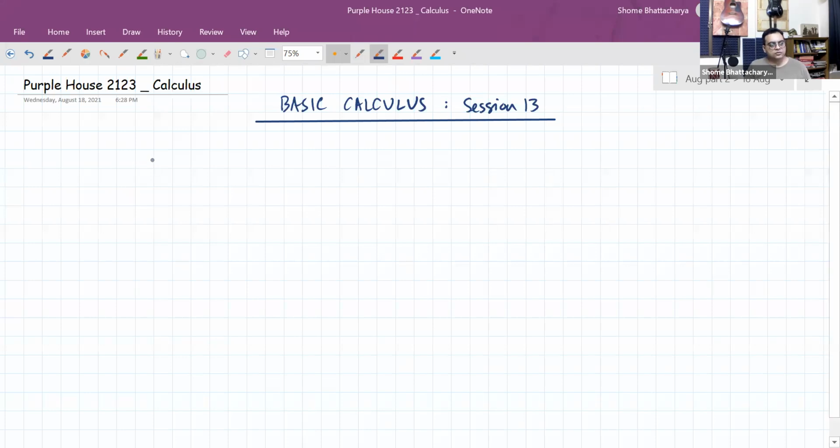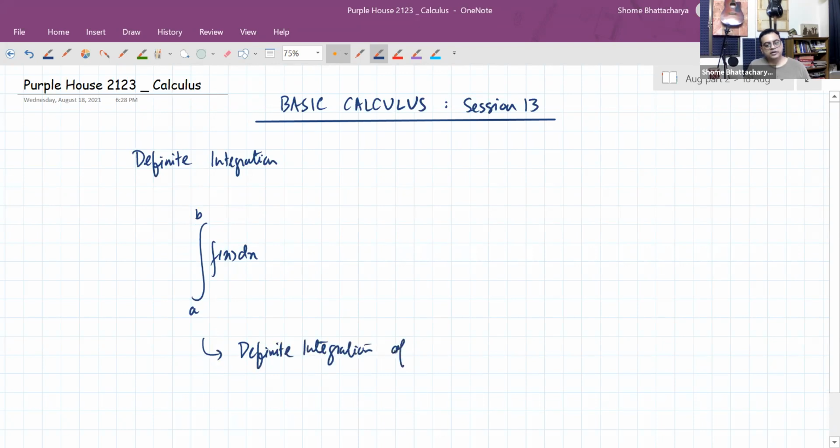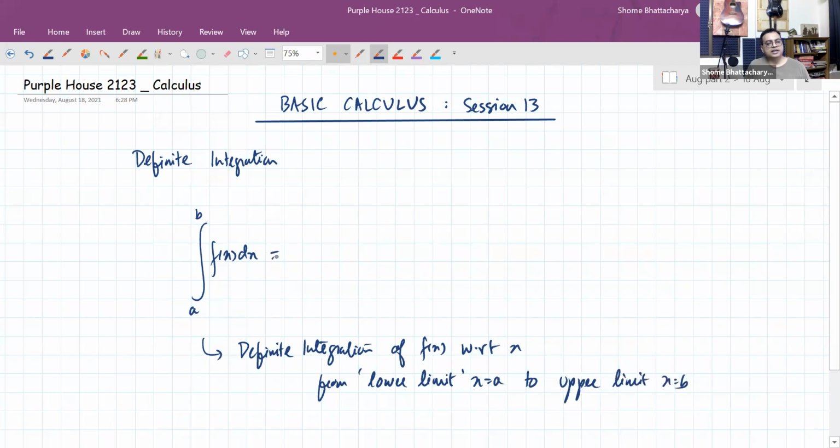limits, etc. So what we saw last time is the symbol for definite integration is a regular integration symbol, but with two numbers above and below written along with the integration symbol. This is read as the definite integration of the function f(x) with respect to the variable x from lower limit. These are called the limits. Lower limit x equal to a to upper limit x equal to b.